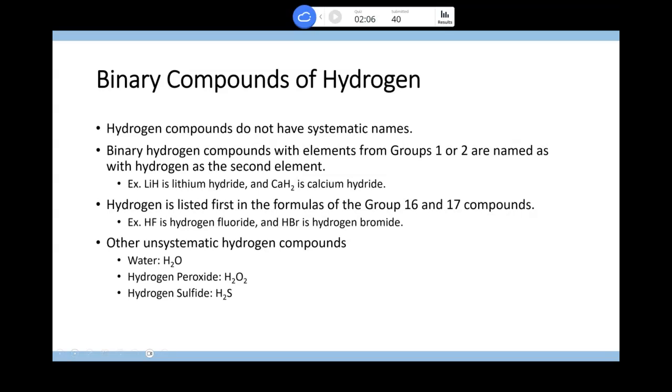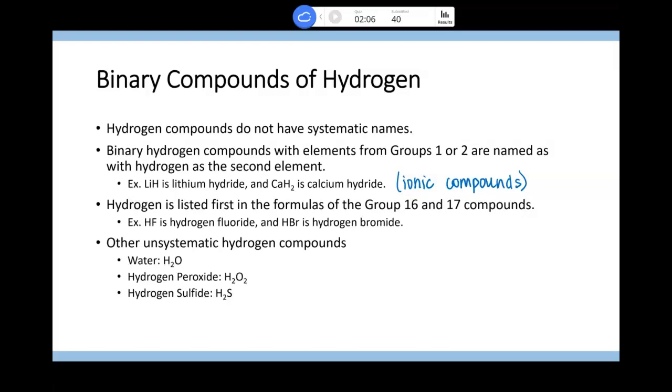Okay, so binary compounds with hydrogen don't always follow the same rules that we have talked about for covalent molecules. So they don't really have systematic names. If hydrogen is bonded to elements in groups 1 or 2, they're named more like ionic compounds, which we haven't talked about yet. But for example, LiH is lithium hydride. CaH2 is calcium hydride. I'll just write a note here that these are like ionic compounds, or ionic naming, which we'll get to later.